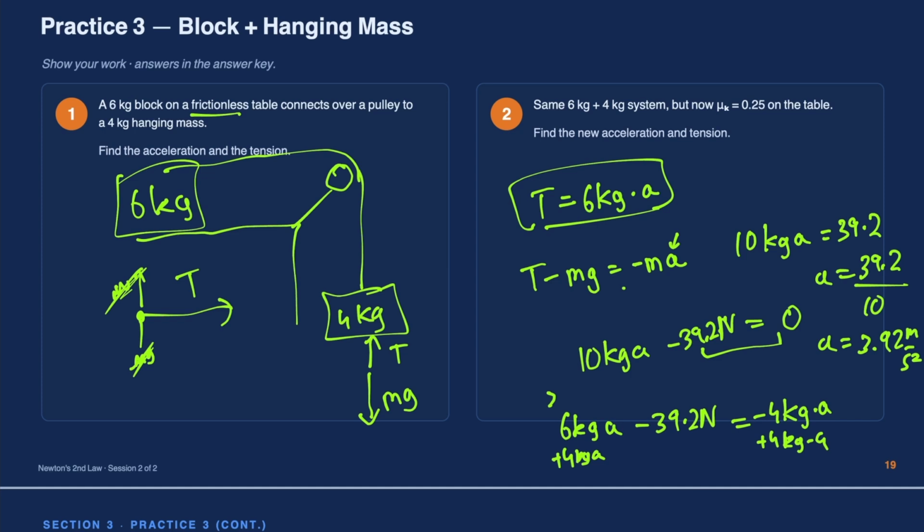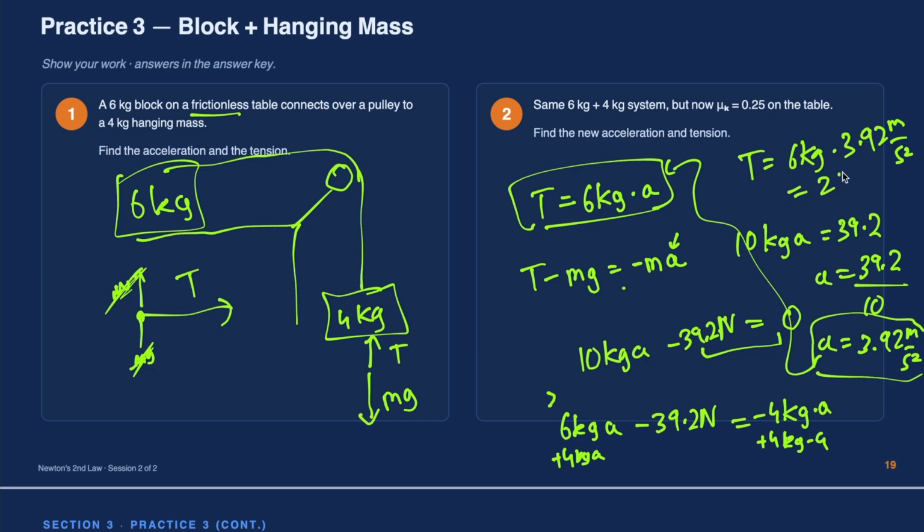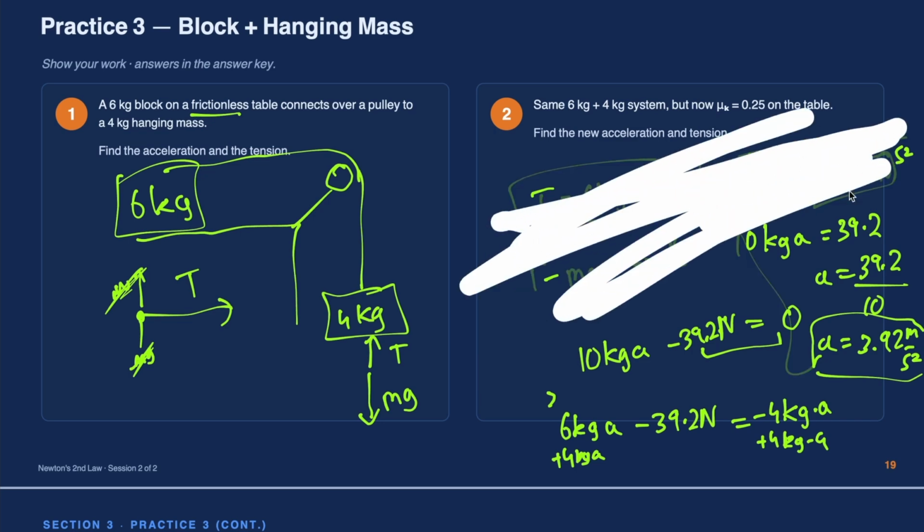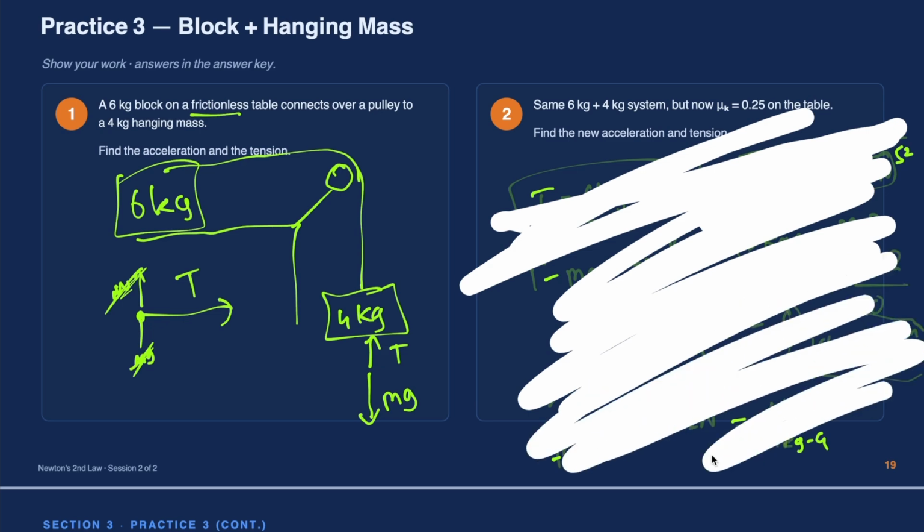Now, in order to find the tension, I just need to plug this acceleration into one of my equations. I'm going to plug it in over here because that's a bit easier. Tension is equal to 6 kg times 3.92 meters per second squared, so around 23.52 newtons. Alright, so that's pretty simple there. And now let's work through this second problem here.